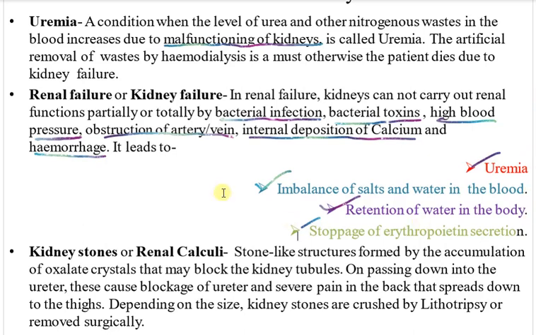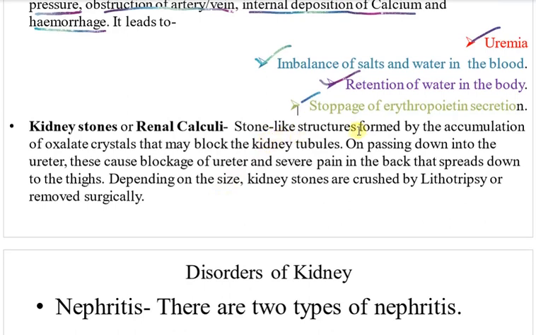Okay, renal stones or renal calculi: stone-like structures formed by the accumulation of oxalate crystals. I'm just marking it, a very important thing. Oxalate crystals may block the kidney tubules. On passing down into the ureter, this causes blockage of the ureter and severe pain in the back that spreads down to the thighs. Depending on the size, kidney stones are crushed by lithotripsy or removed surgically.